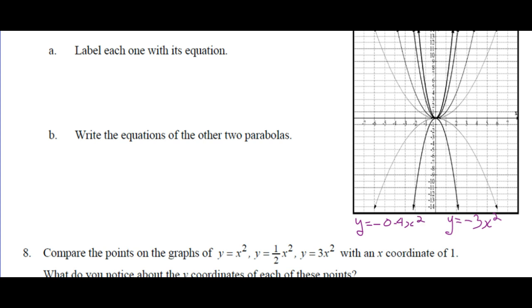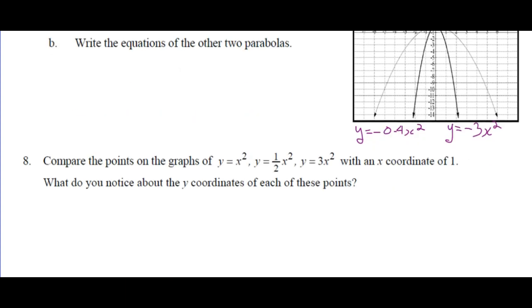Okay, so now we've dealt with stretches and reflections. That's what a does, right? It's a stretch by the absolute value of a, and we just ignore the sign. And then we look at the sign and we say, oh, so it opens up or it opens down.